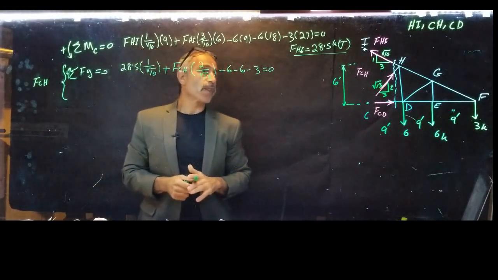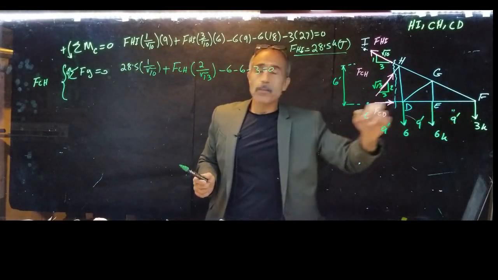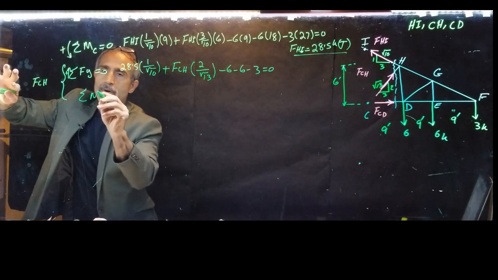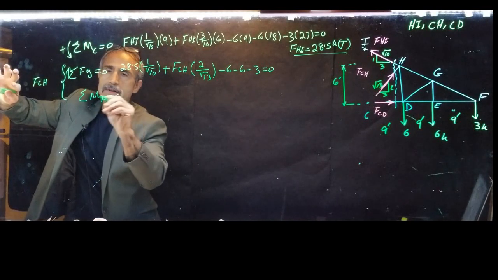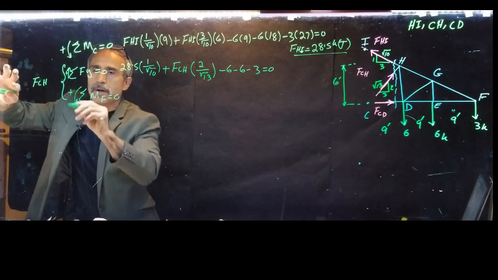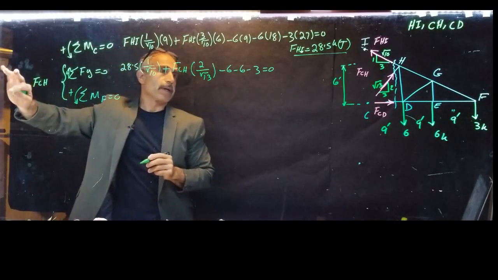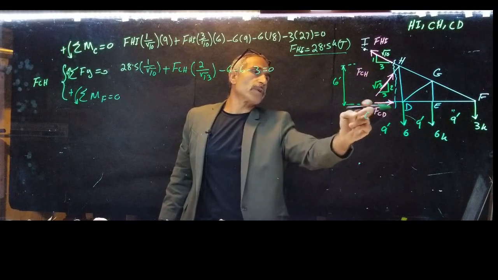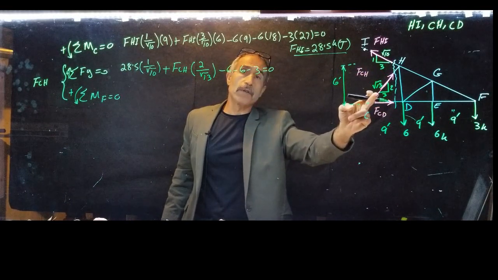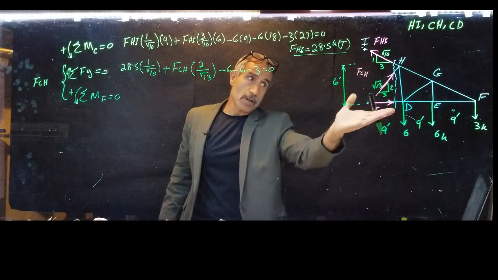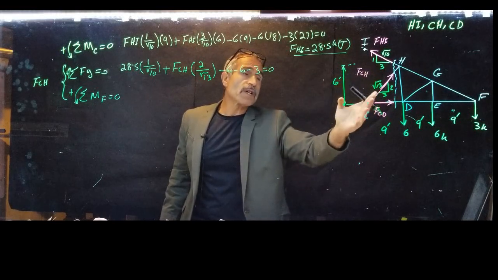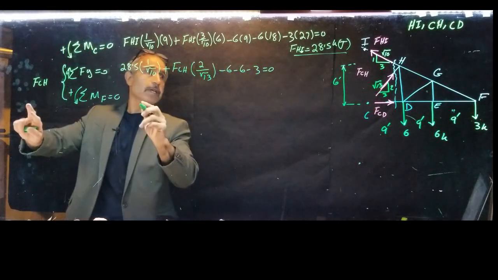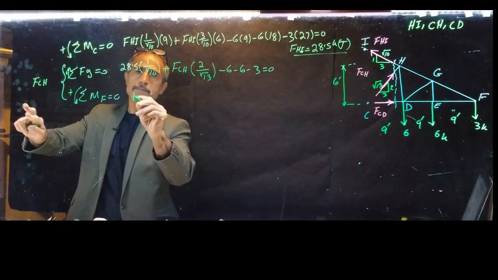Now the other way, we can take a moment about point F. Summation of moment about point F equals 0, going counterclockwise as positive. I don't have to worry about these forces. All I have to worry about is the vertical component of this force, since the horizontal components are on the same line. So the vertical component is 2 on square root of 13, which is the FCH.